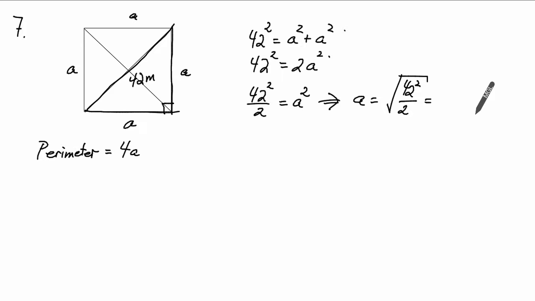I'm going to punch that into my calculator. Obviously, I can't do that by hand, or it's going to be very tedious. So 42 squared divided by 2, and take the square root of that number, and we get a value of 29.70 meters. So the perimeter will be 4 times 29.70. So let's multiply that by 4 to get a final perimeter of 118.79 meters.